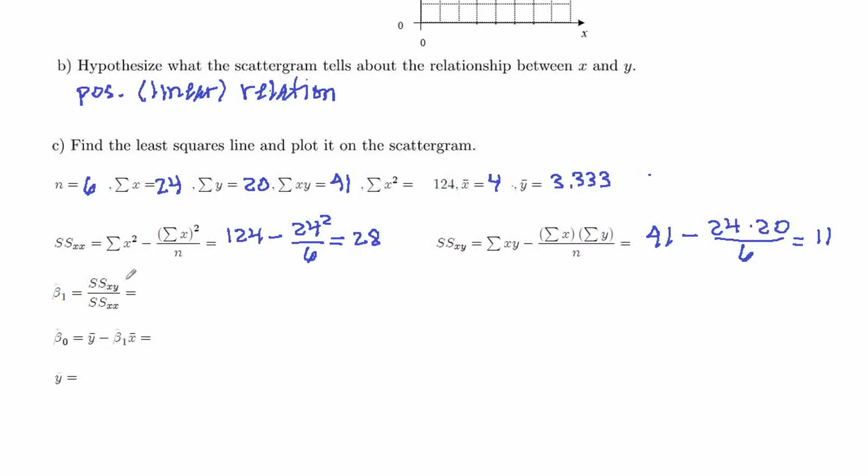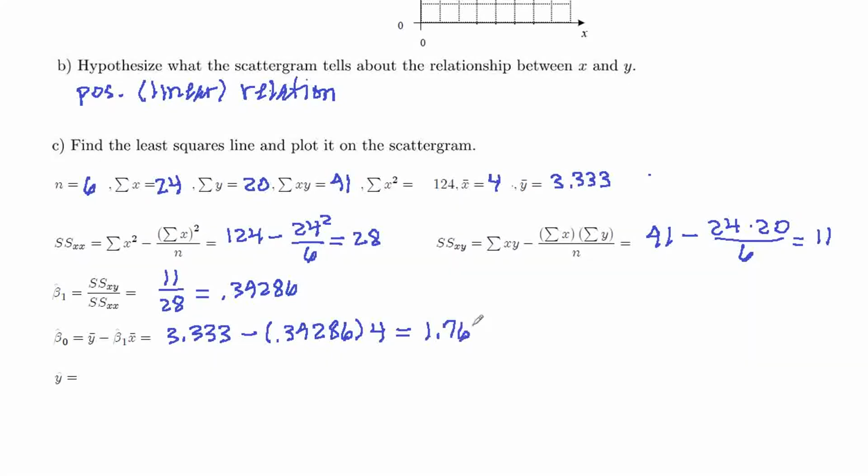So then our slope, we do the sum of squares of xy on top, which is the 11, divided by the sum of squares of xx downstairs, 28. So 11 over 28, which is approximately 0.39286. And then for our y-intercept, we take our y bar, which is 3.333, minus our slope, 0.39286. Keep some extra decimal places in that slope until you've figured the y-intercept. And then times our x bar, which is 4. If you compute this in the calculator, you'll get 1.762 to 3 decimal places.